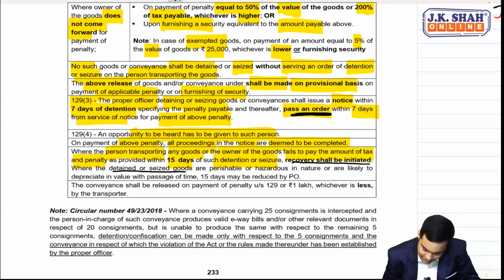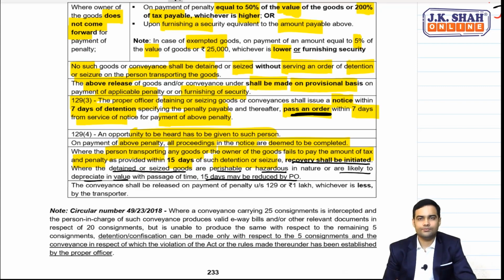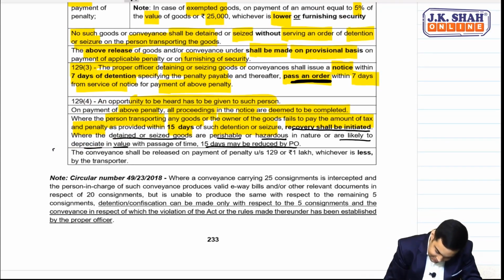Where the detained or seized goods are perishable or hazardous or are likely to depreciate in value, then 15 days may be reduced by the proper officer. For perishable goods, they might reduce 15 days to a much lower number. This is new, completely new. Mark it, it is important for MCQ.